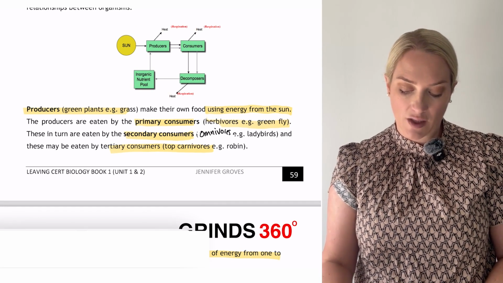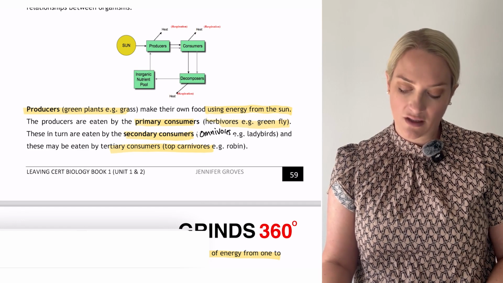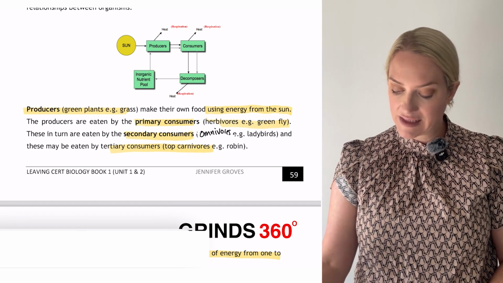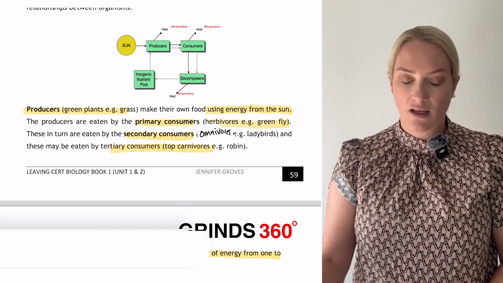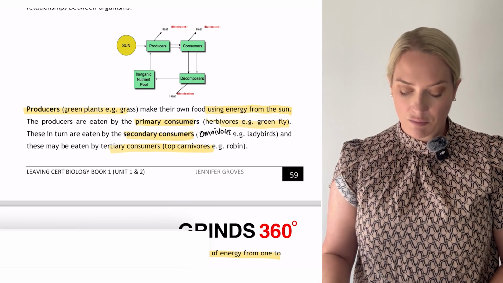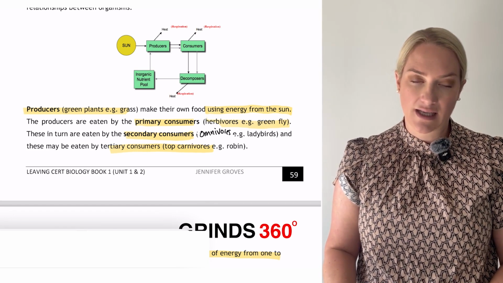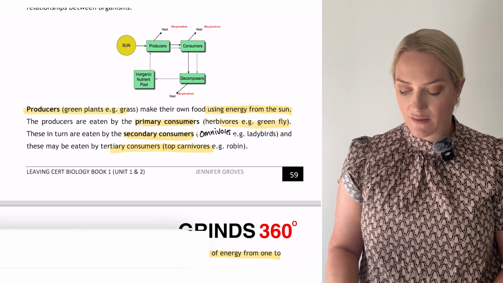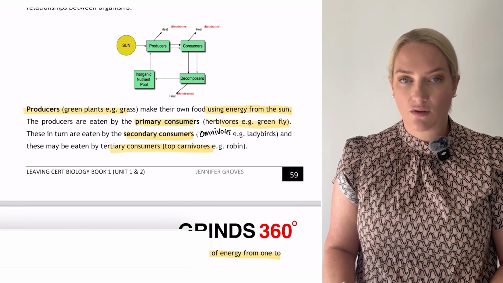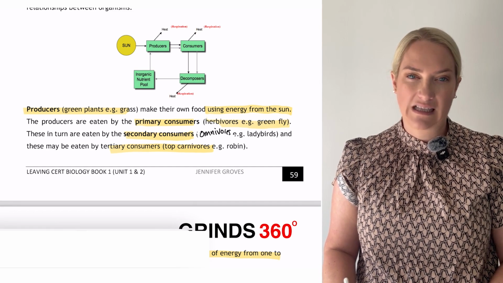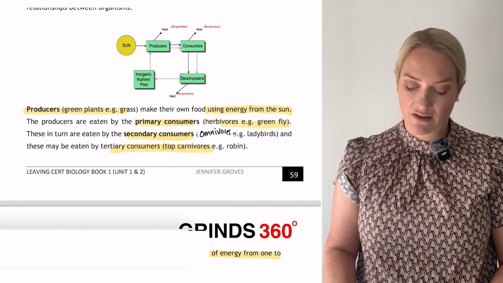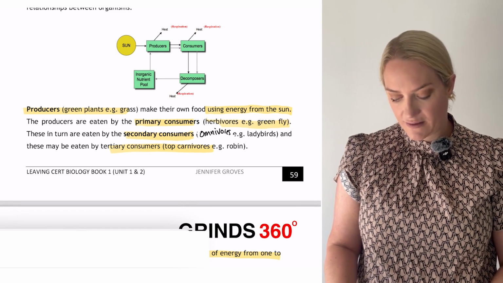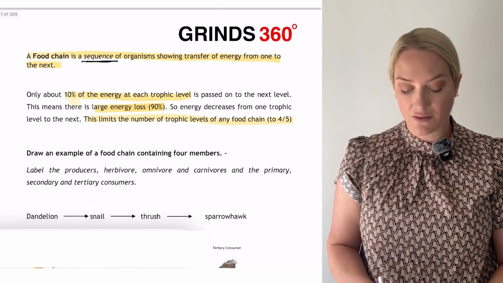Producers are then eaten by primary consumers. Primary consumers are herbivores. They'll only eat green plants. So I've got an example there of a greenfly. The primary consumer is then eaten by a secondary consumer. And a secondary consumer are usually omnivores. If you have the book, typo. Fix that up, please. And then secondary consumers will then be eaten by the tertiary consumer. So they're at the top of the food chain. And they're usually carnivores.